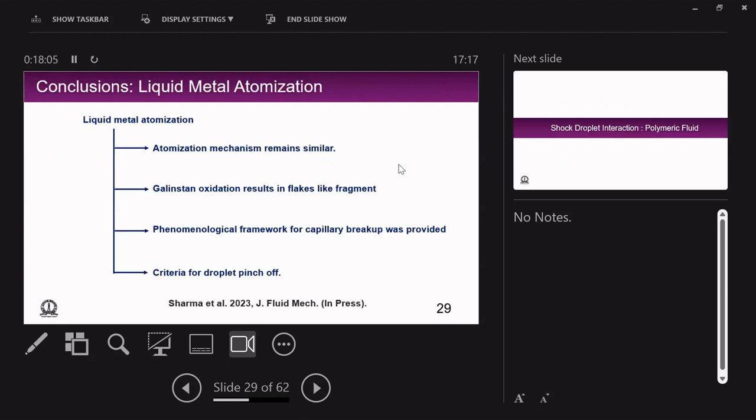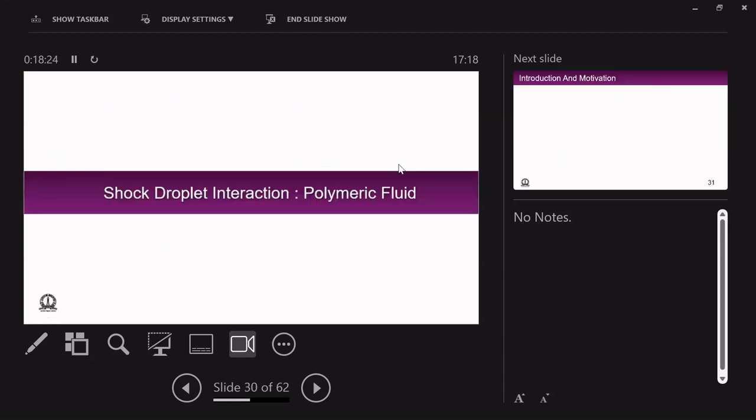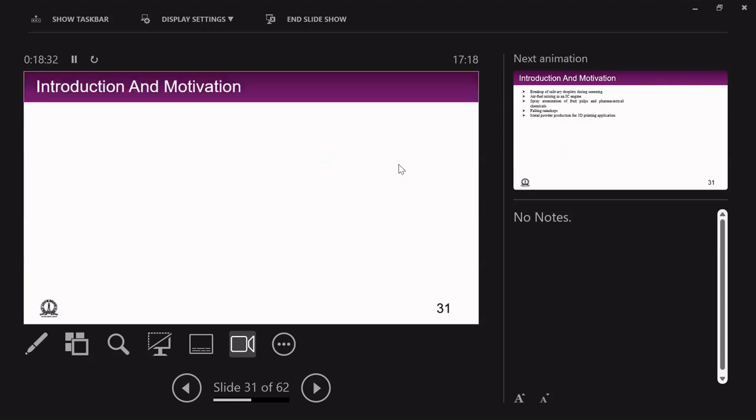So for liquid metal atomization, what we wanted to say is that the atomization mechanism remains the same, okay? And the Galinstan oxidation results in flake-like fragments. Apart from this, there are no other dissimilarities that a normal surface tension increase cannot explain, all right? So then we moved on to polymeric fluid. Naveen is there, right? Yeah, so this is Naveen's work. The previous two were Shubham's work. Now this is a Naveen and Shubham combination.